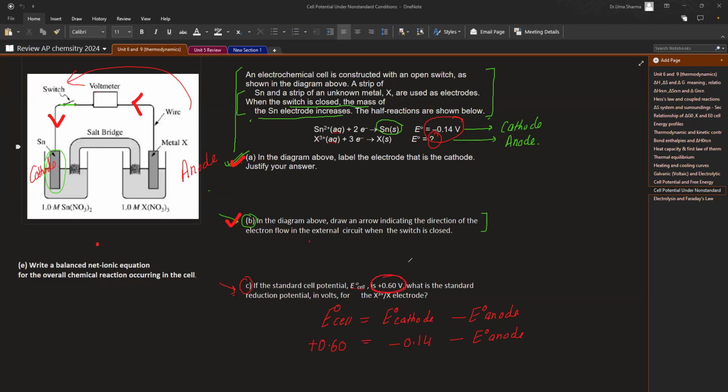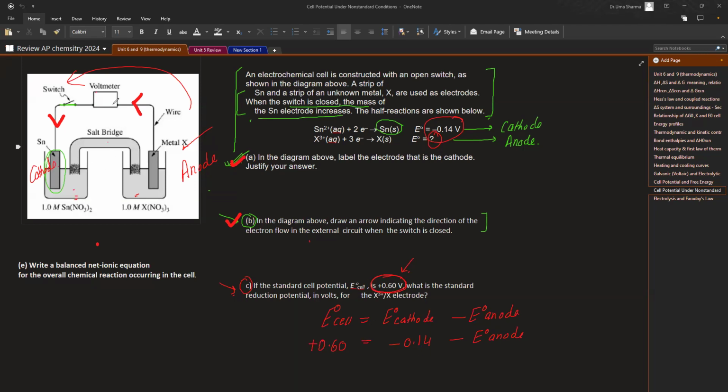Is it a galvanic cell or electrolytic cell? It is galvanic. Give me two reasons. Can I identify it as a galvanic cell from this picture? Yes, two compartments. Two compartments means galvanic. Salt bridge, two compartments.